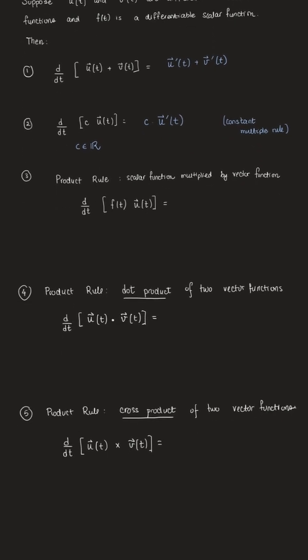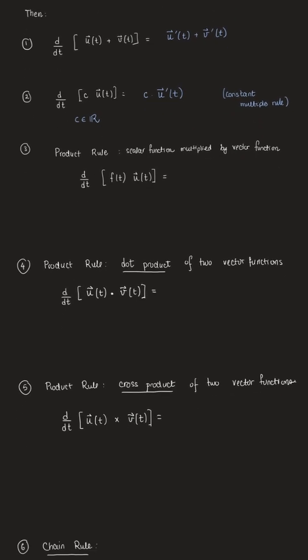Now we have three different product rules, depending on the kind of product that we're doing between vector functions or what we're multiplying. So the first one is actually a scalar function f of t multiplied by a vector function. And here we just have the product rule, very similar to how we multiply scalar functions. So this is going to be the derivative of the first function, f prime of t, times the vector function u of t, plus the first function times the derivative of the second, so the derivative of our vector function.